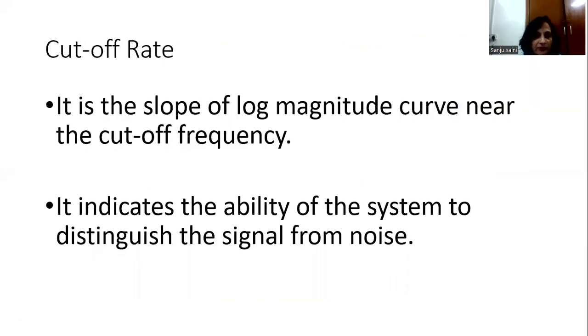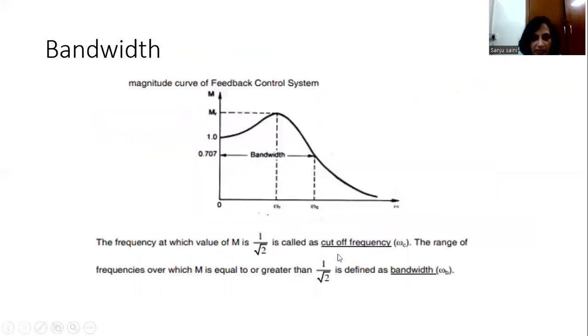Then the next specification is the cutoff rate. It is the slope of the log magnitude curve at the cutoff frequency. It indicates the ability of the system to distinguish the signal from the noise. So this is the curve. This is the slope here. This is termed as the cutoff rate.